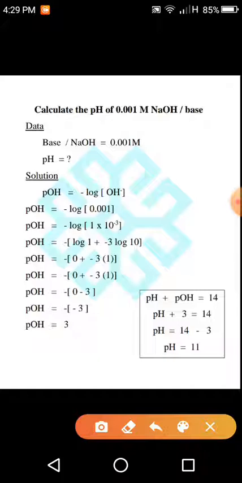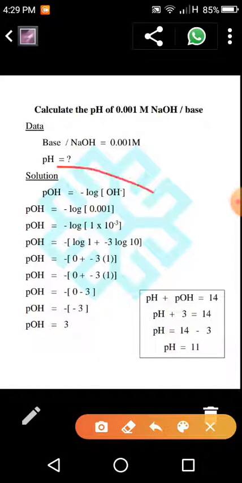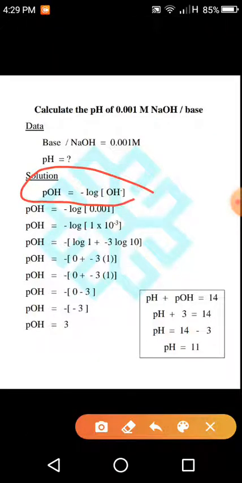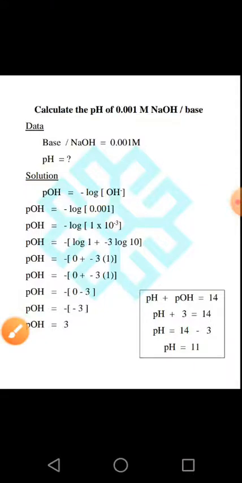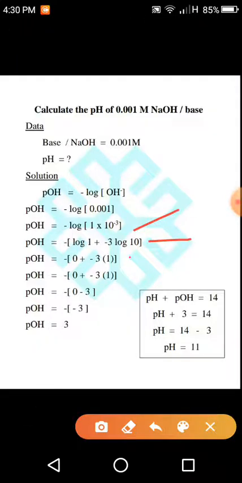You can see, calculate the pH of 0.001 molar sodium hydroxide, which is a base. So make the data. Base or sodium hydroxide is 0.001 molar NaOH. pH we have to calculate, but we know that for a base we cannot calculate pH directly but indirectly. First we have to calculate pOH by the formula pOH is equal to minus log OH minus. Then write the value of sodium hydroxide in the bracket, make it an exponent, and then the same procedure: exponent, apply log, then 3 ones are 3. The same process, but here the pOH is 3.